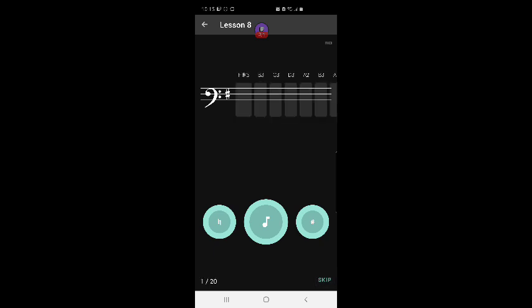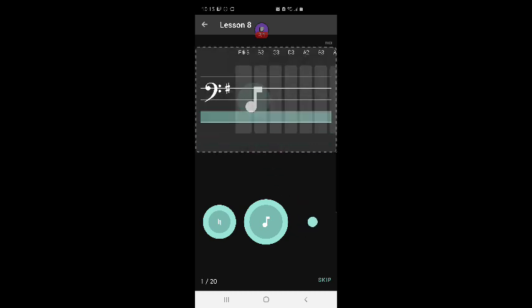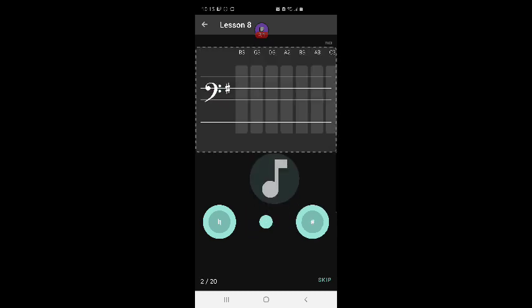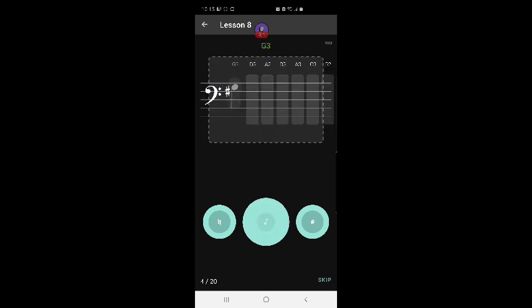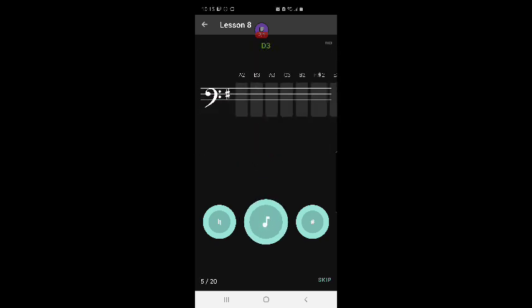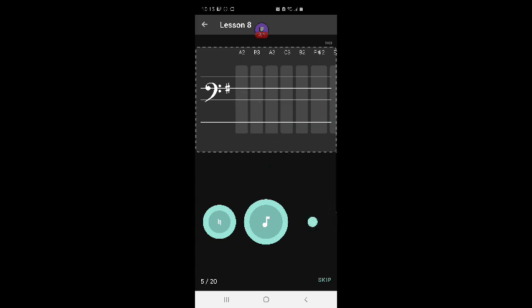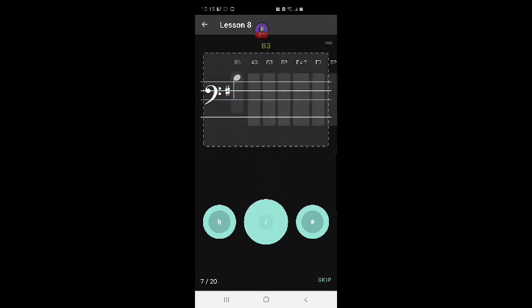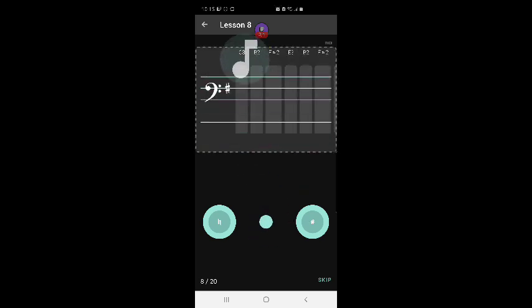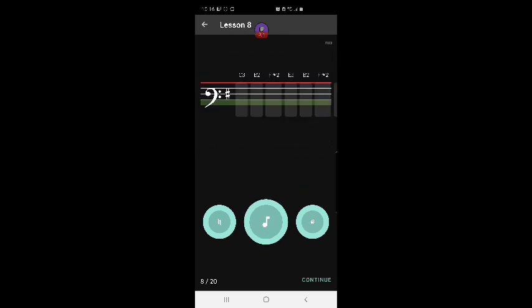Okay. Start. F sharp 3. B 3. G 3. D 3. A 2. C3 is in the stave. Okay. Kind of take a deep breath. I'm kind of having some anxiety here. Got a wiggly kid laying down next to me trying to sleep.